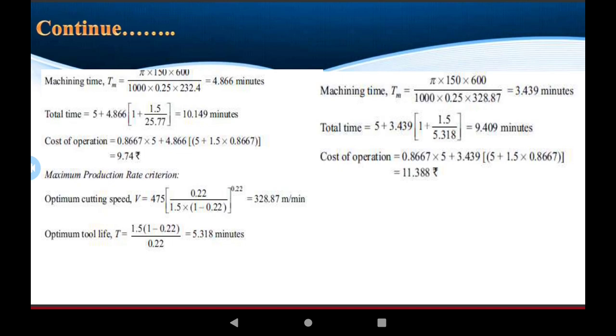Okay, putting the values 5.0.3.439 into (1 plus 1.5 upon 5.1318), we get 9.409 minutes. Cost of operation: the total cost in this operation is C naught plus idle time plus machining time, plus the tool change term TC into C naught. Putting in the values and solving the problem, we get 11.388 rupees.